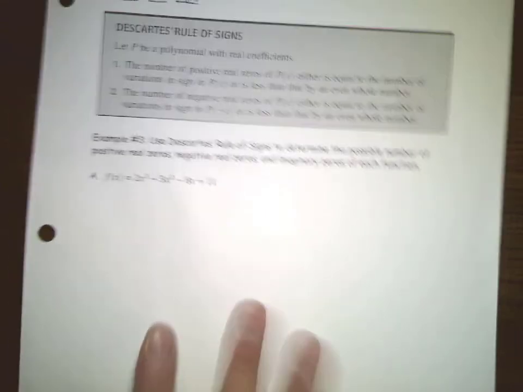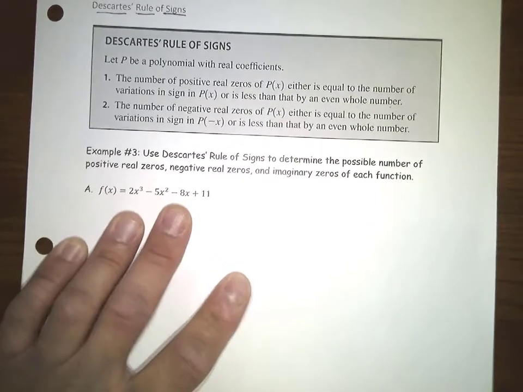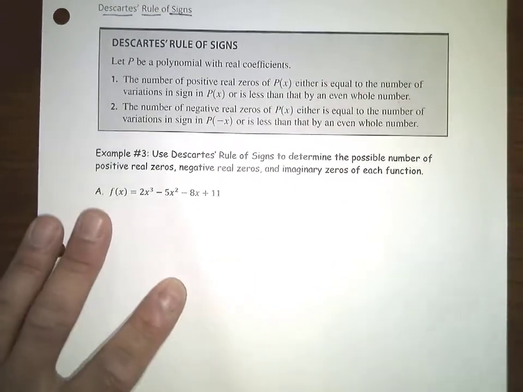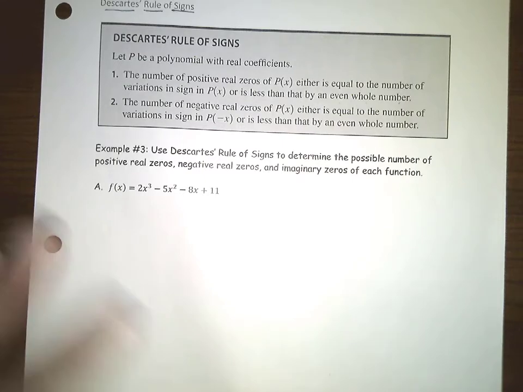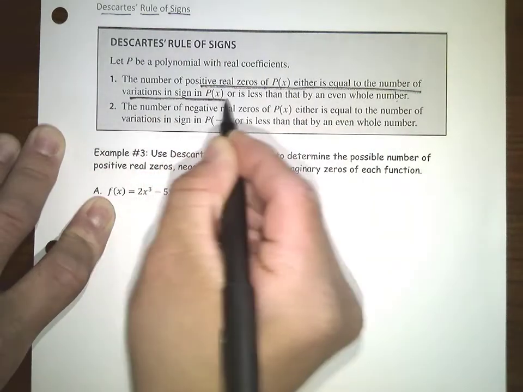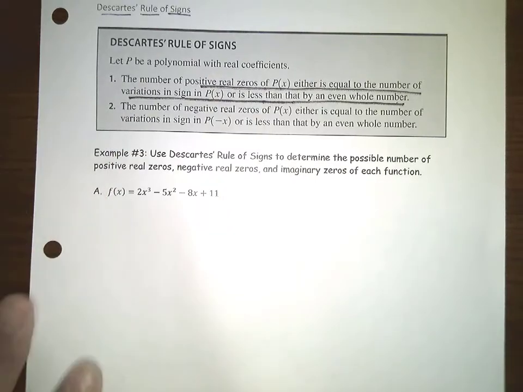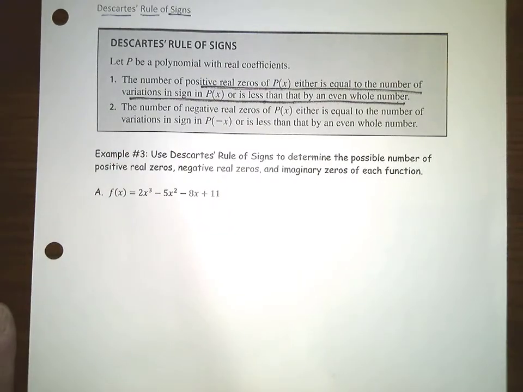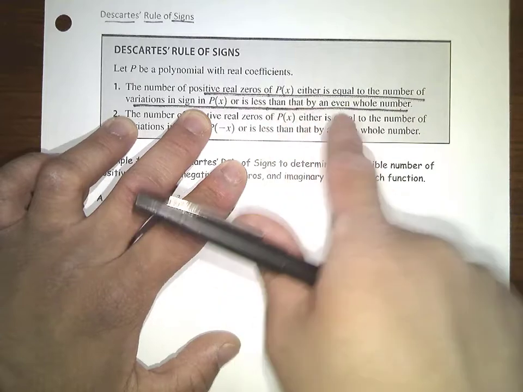So here is Descartes' rule of signs. Let p be a polynomial with real coefficients. And I say real because in the next section we might have some that aren't real. The number of positive real zeros of p of x is either equal to the number of variations in sign in p of x or less than that by an even whole number.